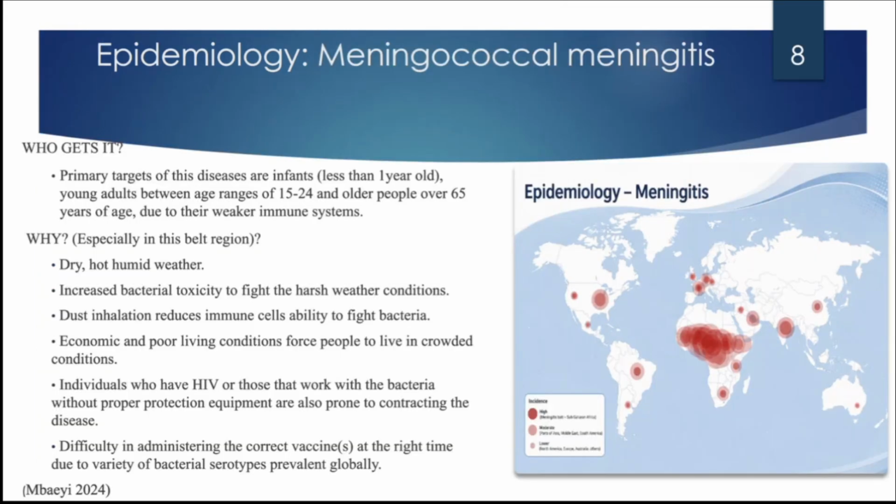So which age groups is this primarily targeted at? Infants, under the age of 1 year old, young adults in the age range of 15 to 24, and older people, about 65 years and above. And what's the primary cause of this disease for those age groups, and why is it specifically seen in that African belt? There are several conditions, and some of them are listed here.